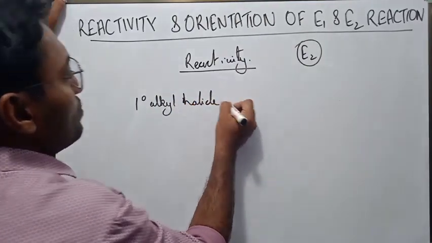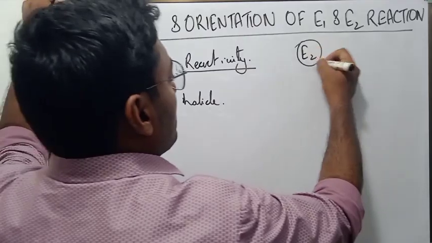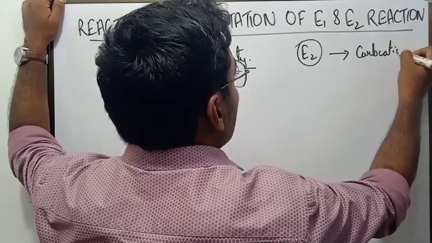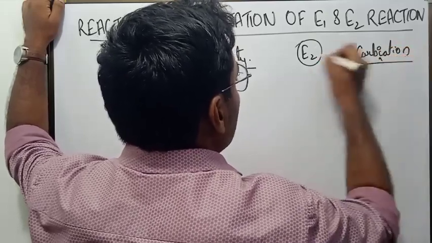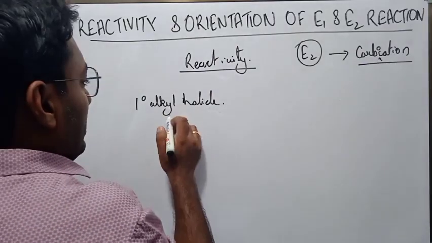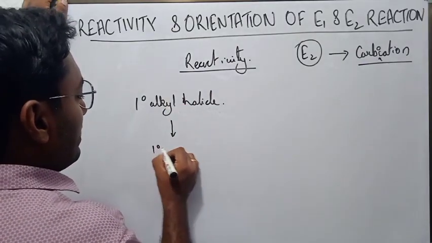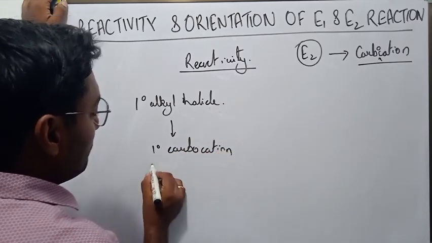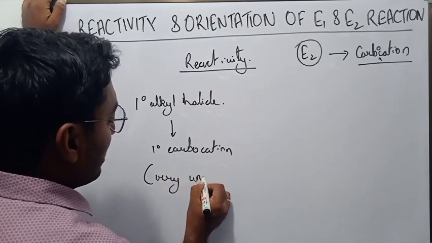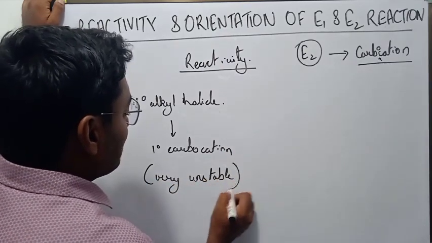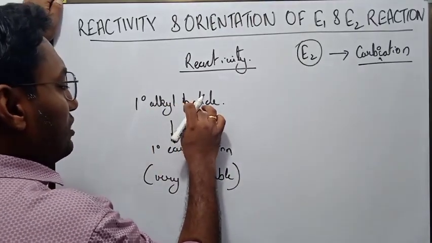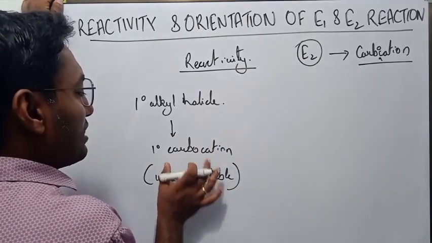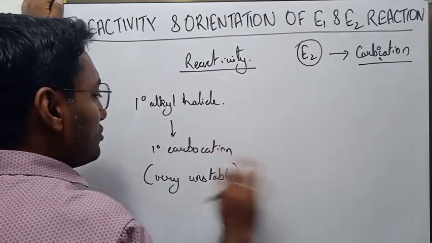Now, let me remind you, in E2 reaction, there is no carbocation. A carbocation is not formed in E2 reaction. Primary alkyl halide, its carbocation is a primary carbocation, and you know that a primary carbocation is very unstable. So ionization of primary alkyl halide to primary carbocation is not favored because the primary carbocation is very unstable.